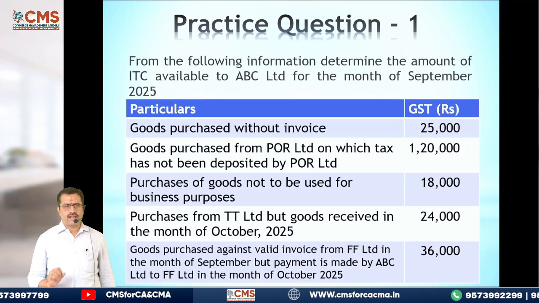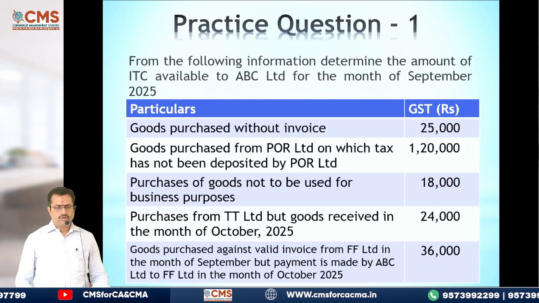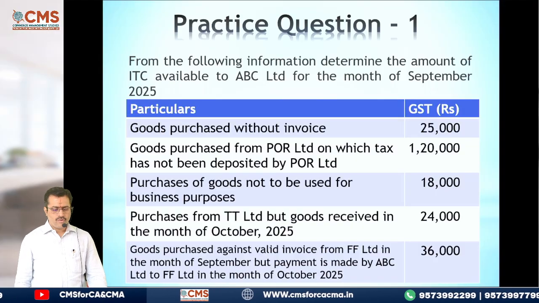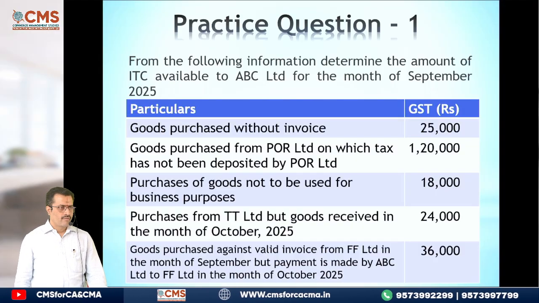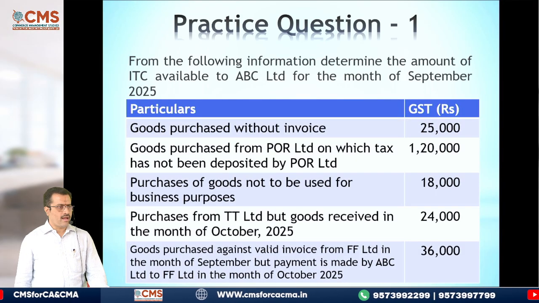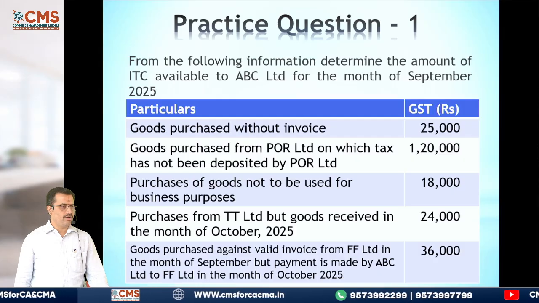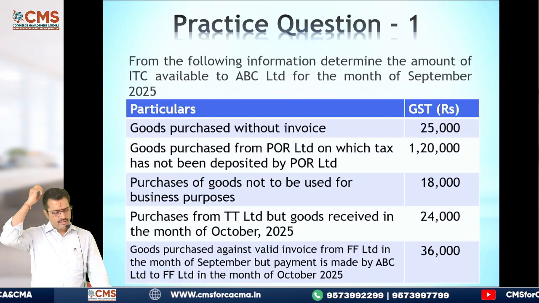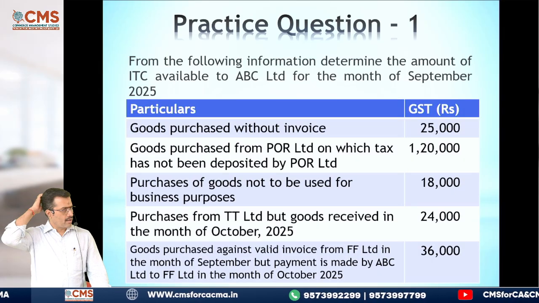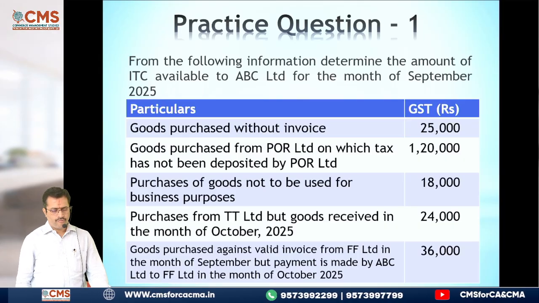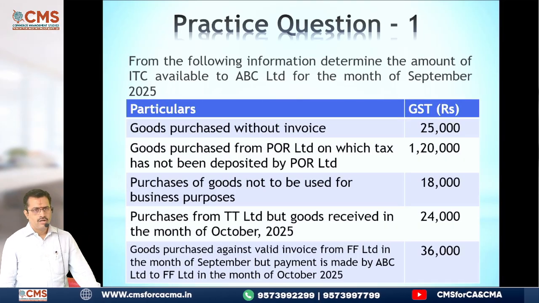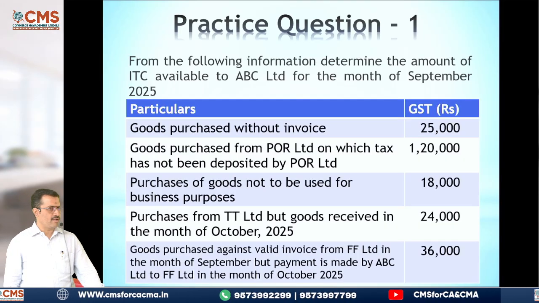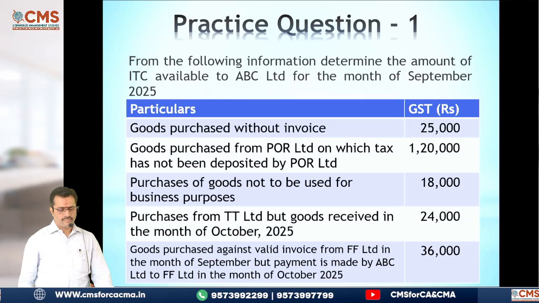Hope every one of you is having calculators and all with you. Let's see the first question. From the following information, determine the amount of ITC available to ABC Limited for the month of September 2025. Let's see one by one. You can tell it directly also.